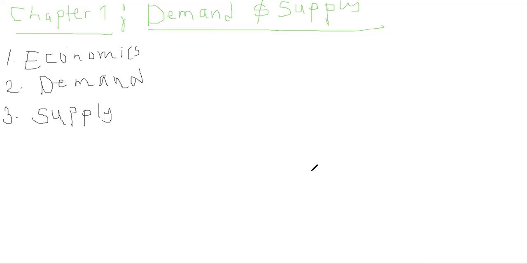So on the supply today, I want to talk about shift in supply curve. This is what we will look at today.